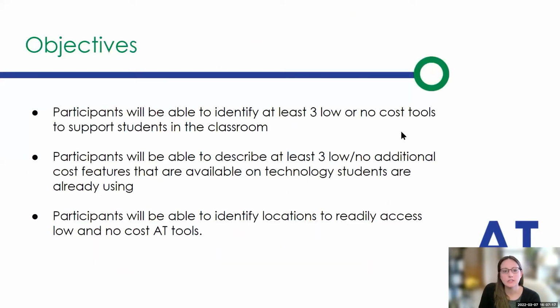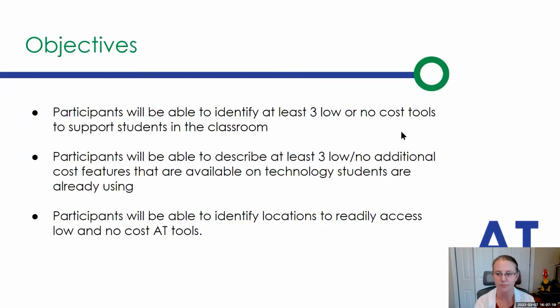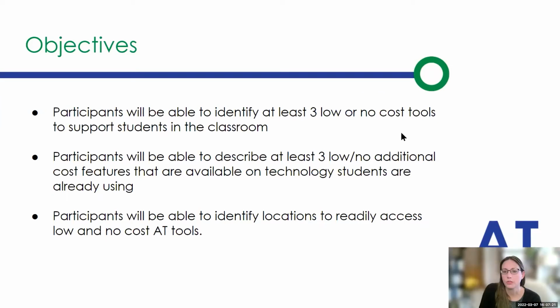So our objectives for today are for participants to be able to identify at least 3 low or no cost tools to support the students in your classrooms. You will be able to describe at least 3 low or no additional cost features that are available on technologies that students are already using. And participants will be able to identify locations to readily access low and no cost AT tools.